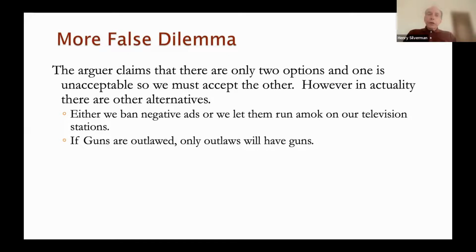If guns are outlawed, only outlaws will have guns. Well, there are more alternatives than that. So it's not a dilemma, it's a false dilemma because there are other alternatives. It's not necessarily true that outlaws will have guns. Or, this is also commonly used with raising children. You tell your child, you either eat dinner or the boogeyman will come after you tonight. Obviously that's not true.